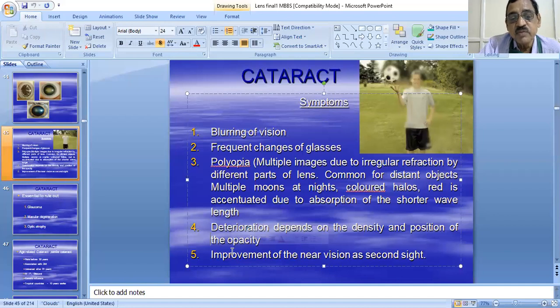Improvement of near vision occurs in case of nuclear sclerosis. Within nuclear sclerosis, there will be a myopic shift in the refraction. So suppose the patient was having +2 prior to the onset of nuclear sclerosis. Because there is a myopic shift with the onset of nuclear sclerosis, this hypermetropia will get cancelled, and they will be able to see distant vision very clearly, and also the near vision without any problem.